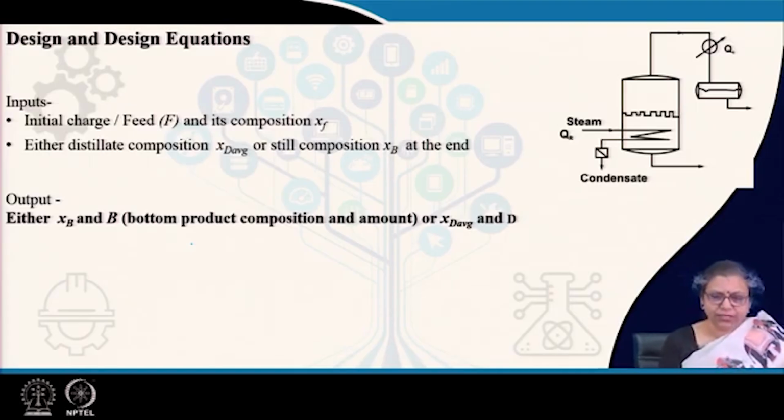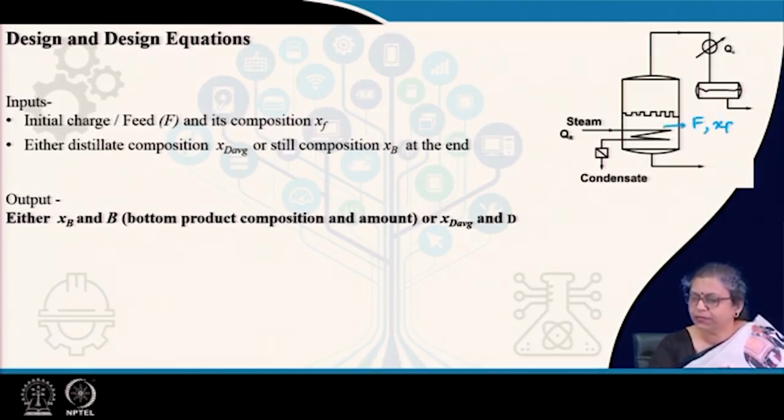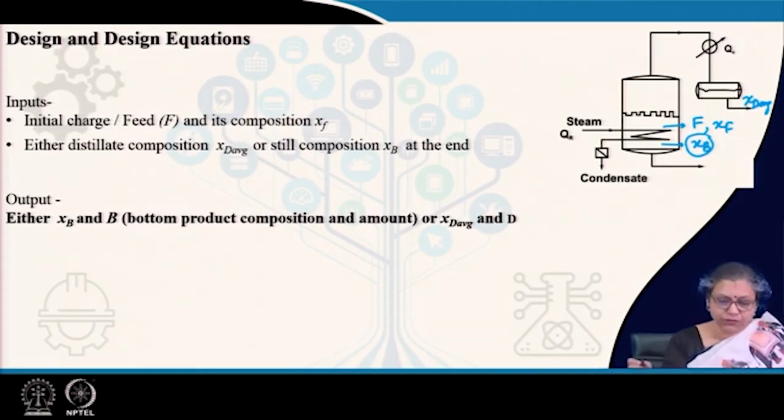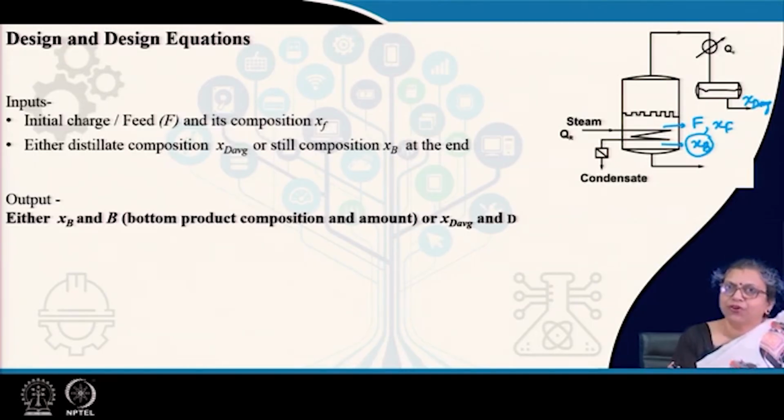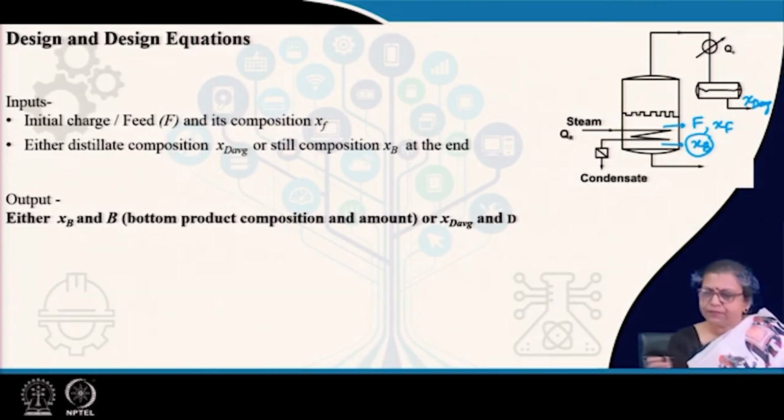Usually, what are the inputs, you tell me? The feed is the input, the XF is the input, right? And as I have told you, either XD average will be specified, or maybe XB will be specified, according to which we are going to perform the operations. Now, the famous Rayleigh equation is usually used for this. The Rayleigh equation is simply based on the overall and the component mass balance or the mole balance around the distillation unit.